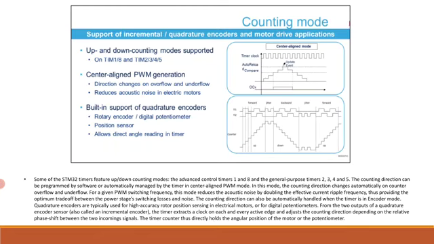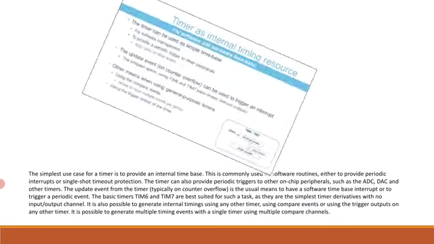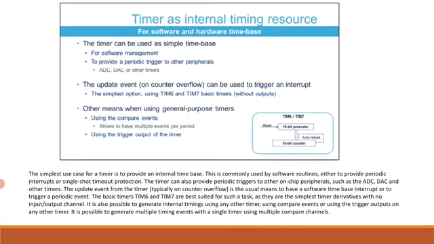The simplest use case for a timer is to provide an internal time base. This is commonly used by software routines either to provide a periodic interrupt or single shot timeout protection. The timer can also provide periodic triggers to other on-chip peripherals such as ADC, DAC and other timers. The update event from the timer, typically on counter overflow, is the usual means to have the software time base interrupt or to trigger a periodic event, to be precise.